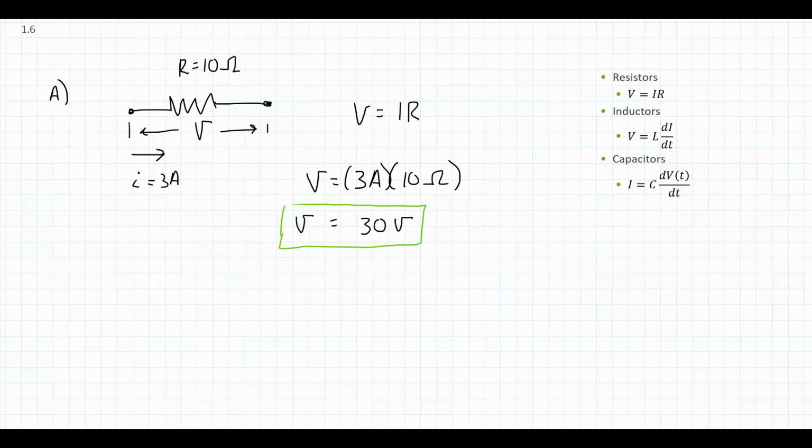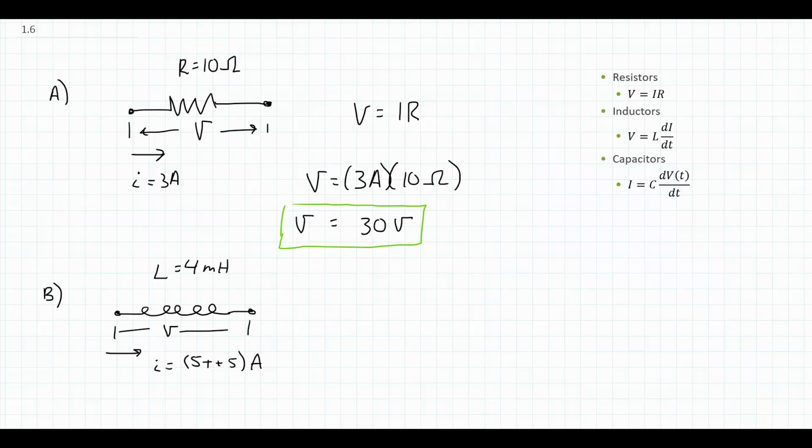All right, let's look at an inductor next. So there's our inductor, and let's say that the inductance is 4 millihenry. And the current going through it is not going to be constant this time. The current is going to be 5t plus 5, and that's in amps. So once again, let's look at what the voltage drop is as we go from the left side to the right side of this inductor.